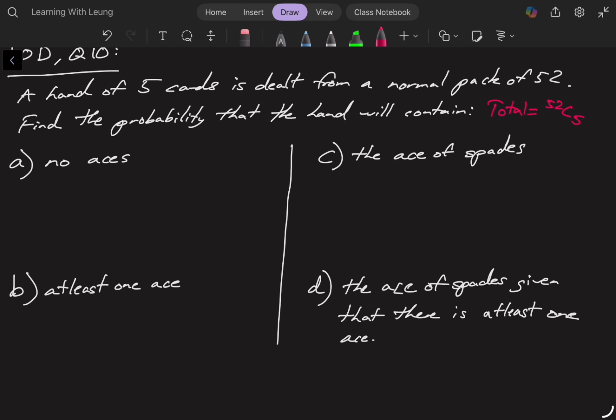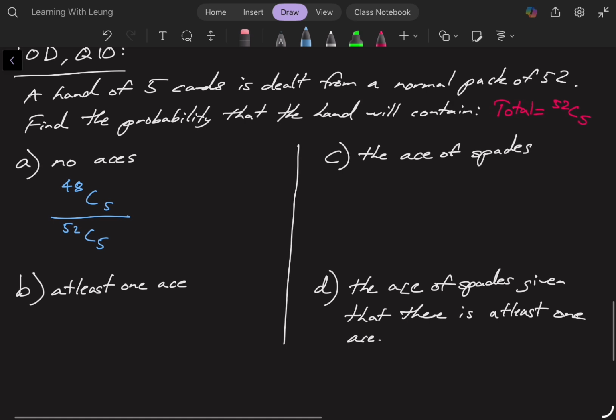Firstly, I want the probability that the hand will contain no aces. If there's no aces, it means how many cards are there left to draw in the deck? There's only 48, right? So I need to pick 5 cards from a choice of now 48 options. So my probability is going to be 48C5 over 52C5. That is picking a hand of 5 without any aces, which is approximately 0.659. Quite small. Well, actually, it's not quite small. It's more than half.